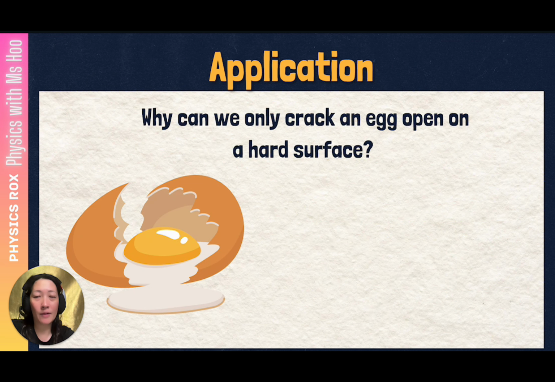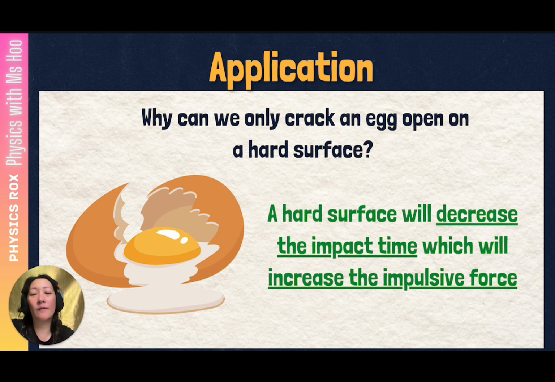Here's another example. Why can we only crack an egg open on a hard surface? Now this is obviously opposite to using the mattress for a high jumper. The hard surface will decrease the impact time, which will increase the impulsive force. So that's how we can write our answer out for this kind of question. So depending on what the question is asking, look at whether you need to increase or decrease impulsive force. Then you describe how the impact time should be changed to get that value of the impulsive force needed.